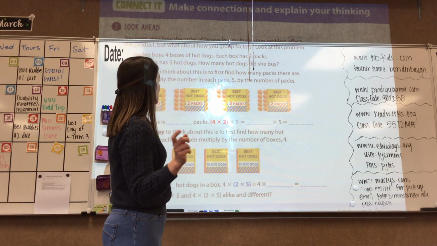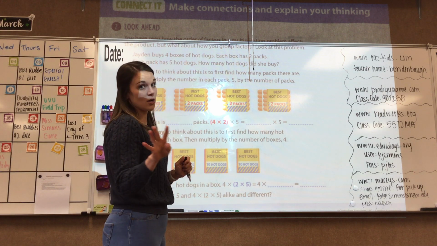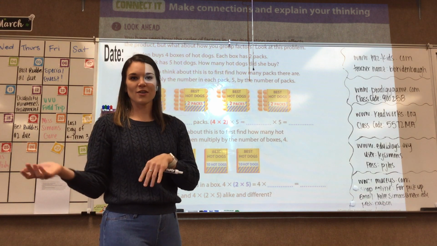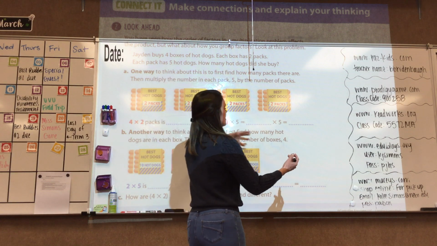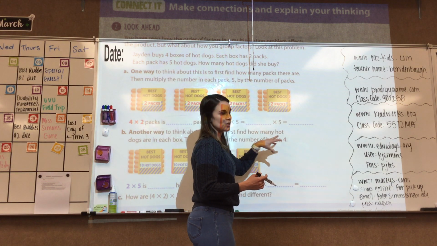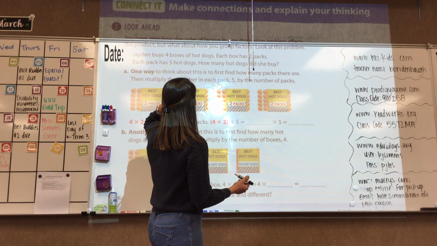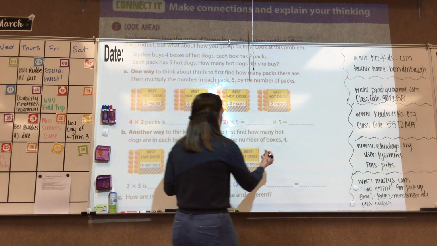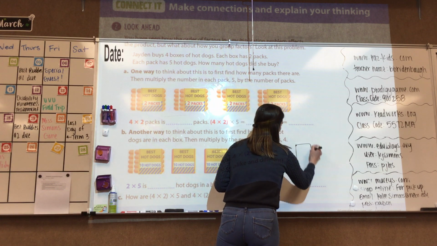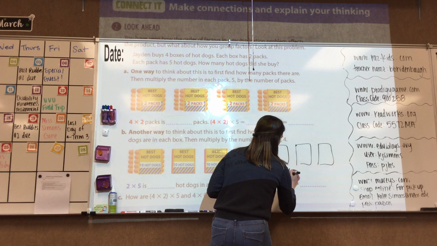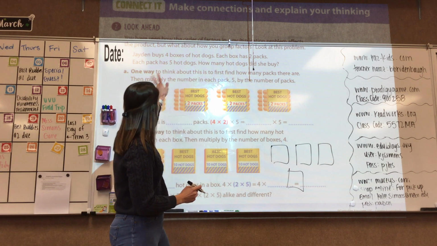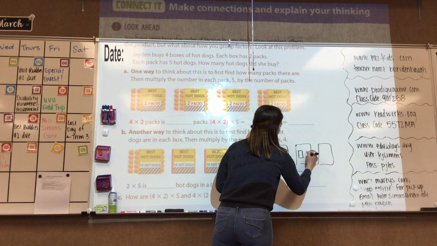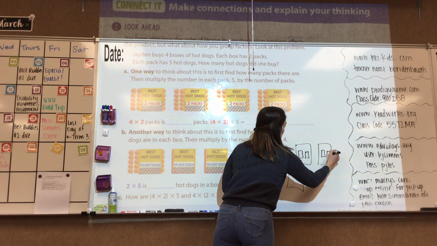You'll get the same answer. So let's look at this problem. Jaden buys 4 boxes of hot dogs. Each box has 2 packs, and each pack has 5 hot dogs. So instead of just having 2 packs like we did before, now we have hot dogs where there are 4 boxes of hot dogs. So 4 boxes, 2, 3, 4. We have 2 packs in each box. Guys, we're getting trickier.